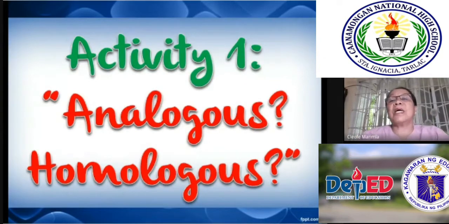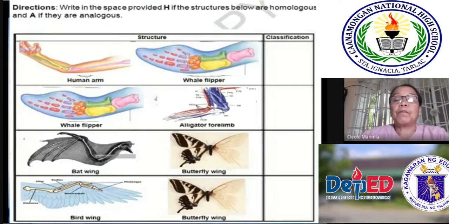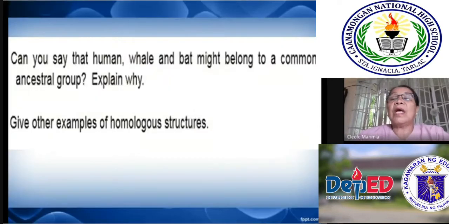For you to understand our lesson better, you will perform two activities. Activity 1, entitled Analogous Homologous. Here is the direction. Write in the space provided H if the structures below are homologous and A if the structures are analogous. And answer the given questions.